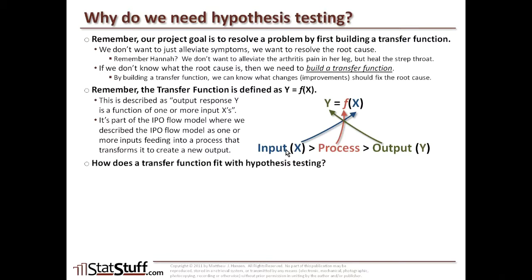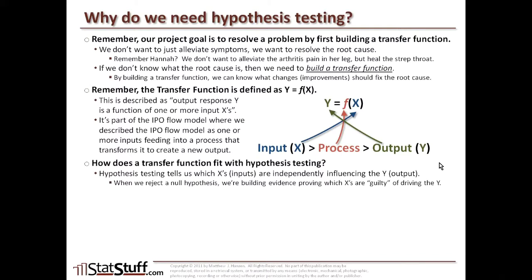Now, how does this transfer function fit with hypothesis testing? Well, hypothesis testing tells us which of those x's, which of those inputs that we're looking at, are independently influencing the y, the output metric. When we reject a null hypothesis, we're building evidence proving which x's are guilty of driving the y. And what we'll do at the end is compile all the evidence in the improve phase of DMAIC, and that's when we'll begin to fix those root causes or come up with a plan that's going to fix those root causes. Now we know from the hypothesis testing which of the x's are the most critical x's, that have the most influence and where we need to make the biggest changes that are going to affect our output y.